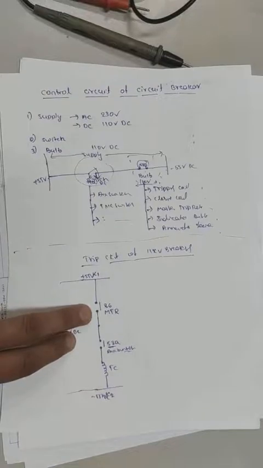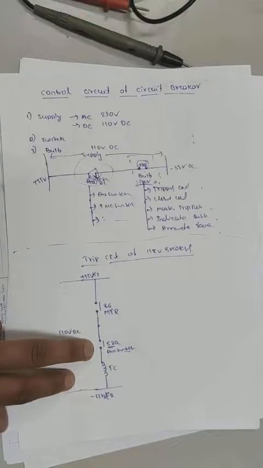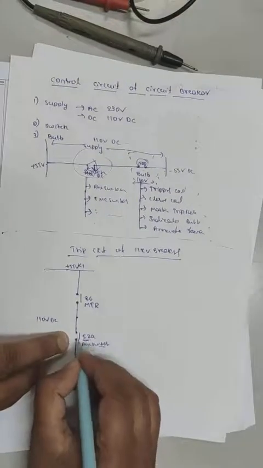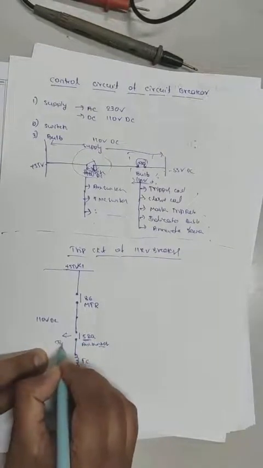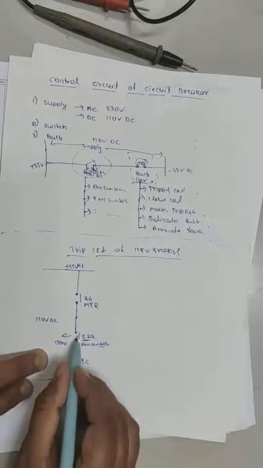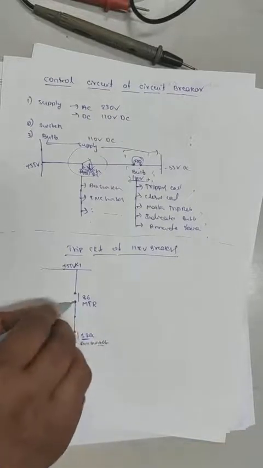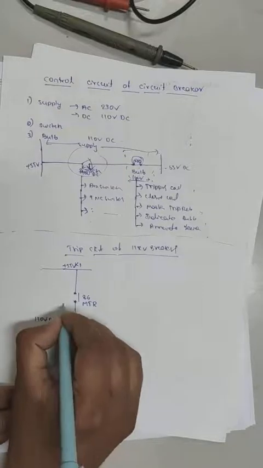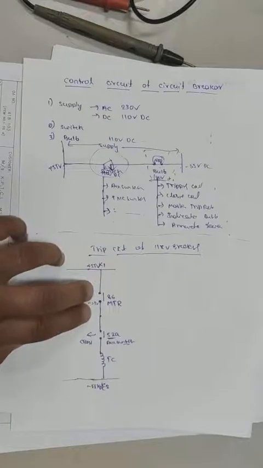So this 86 MTR will be operated once the master trip is operated from the relays, and 52A will be in closed condition when the CB is in on condition. So 52A is now NO and it will get closed when CB is on. Once CB is on, the negative voltage which is available here will travel and will be available at this point, minus 55 volts. Likewise positive voltage. Then if you measure the voltage across the 86 contact, you will get 110 volts DC.